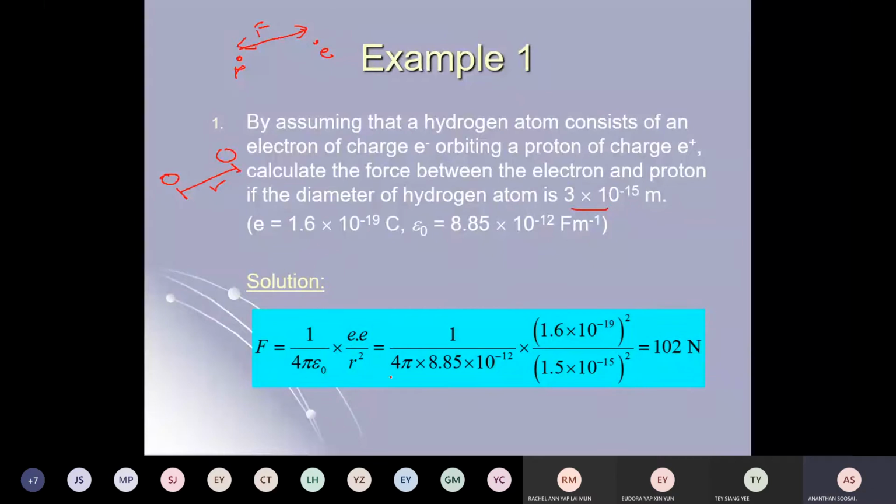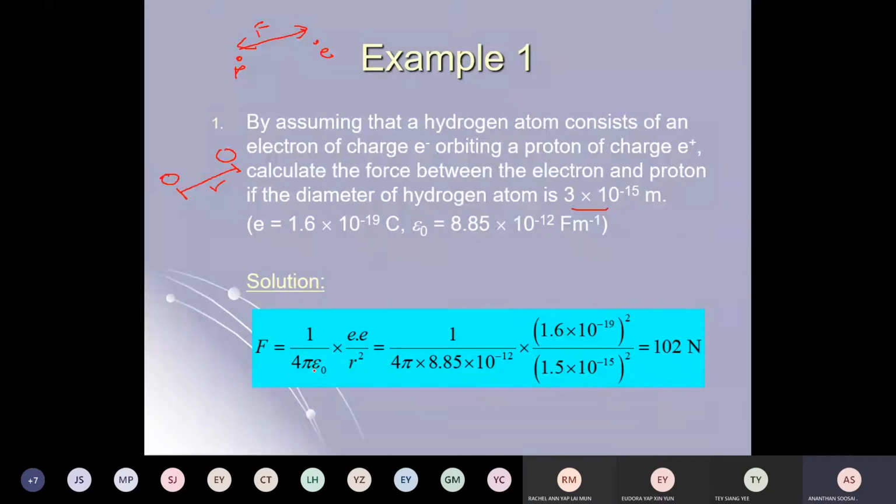Okay, so when you find the force, of course, the proton is positive, the electron is negative. Remember, no need to put the sign of the charge, just put the magnitude only. So in this case, the force is found to be around 2 Newton. Just a direct substitution. So this is how you find the force: K Q1 Q2 over R squared, where K is 1 over 4 pi epsilon naught.